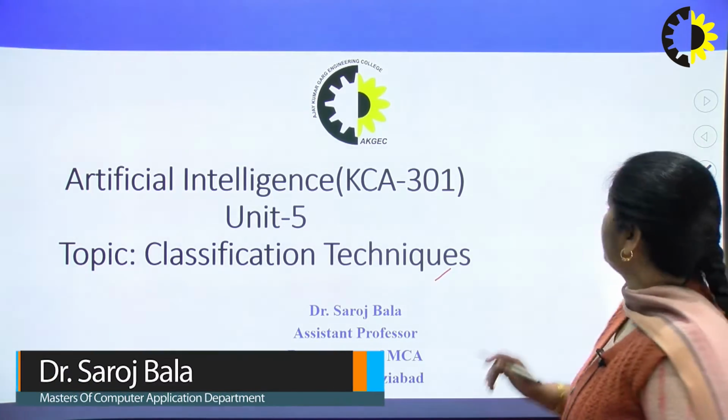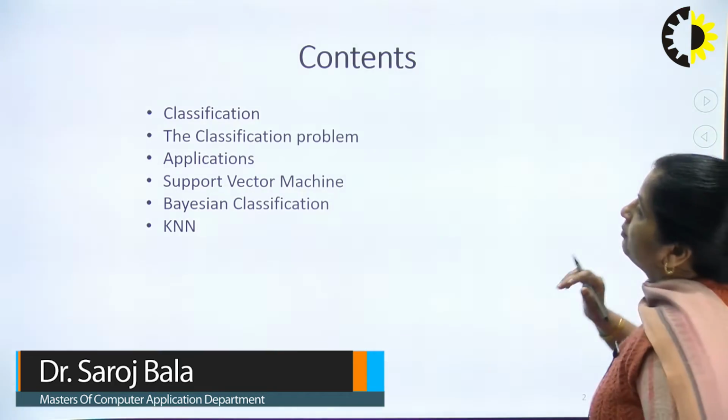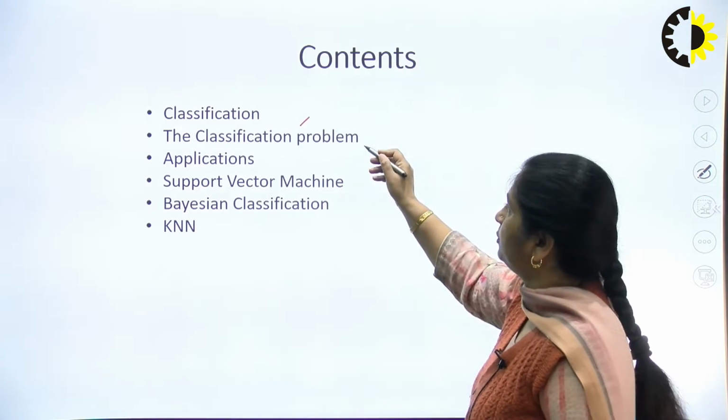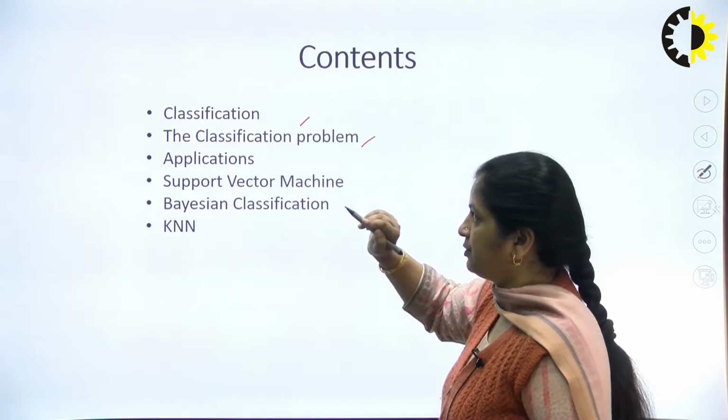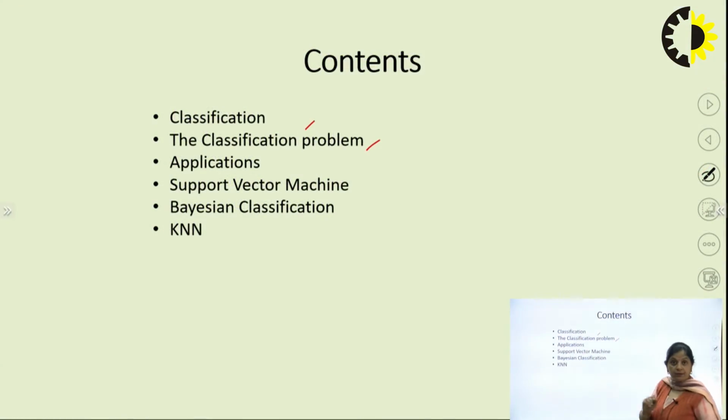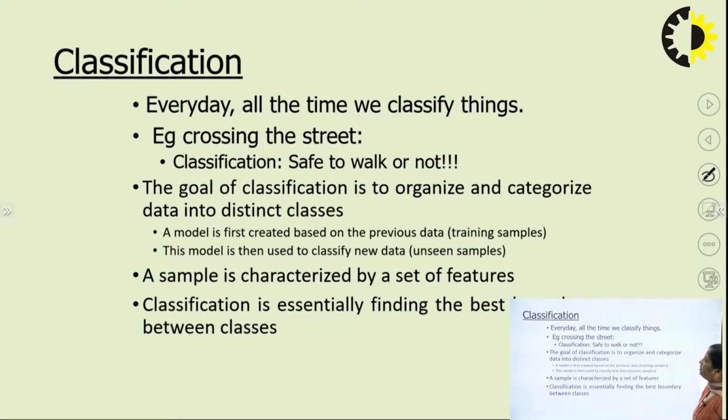Jai Hind. The topic today is classification techniques. In this topic, we'll discuss what classification is, how the classification problem is formulated, and what the different applications of classification are. Then we will study three methods of classification: SVM, support vector machine, Bayesian classification method, and K nearest neighbor, KNN method for classification. So let us start with the problem of classification.